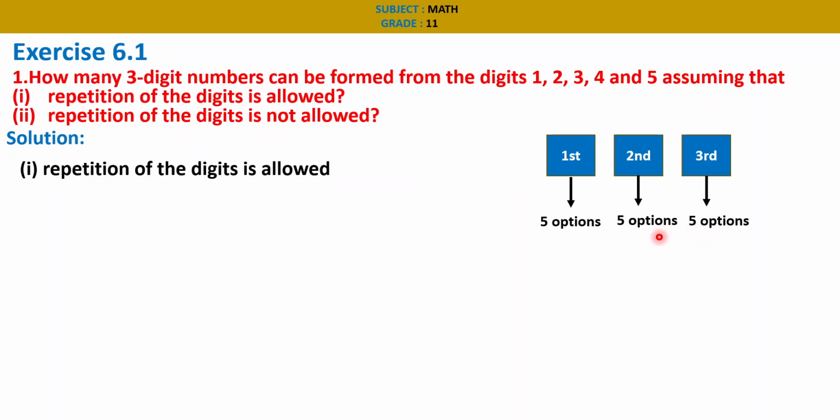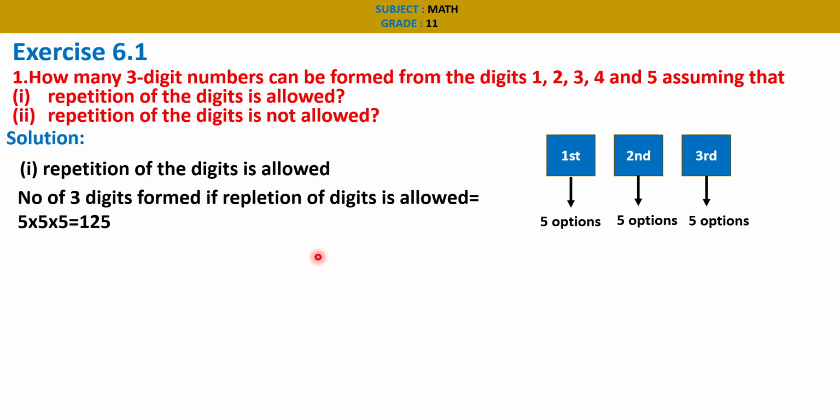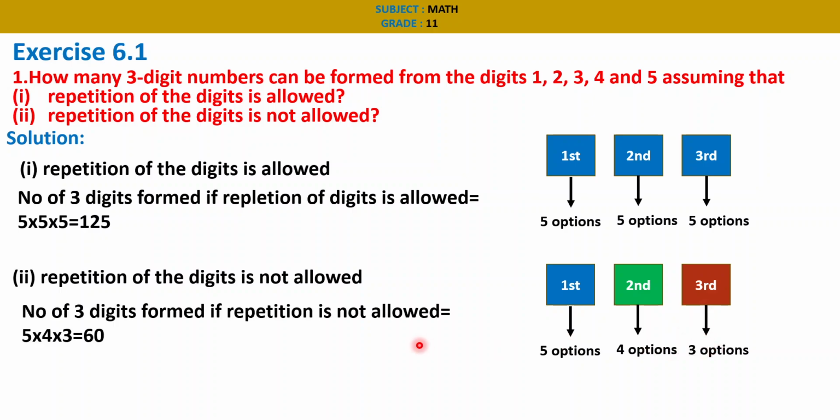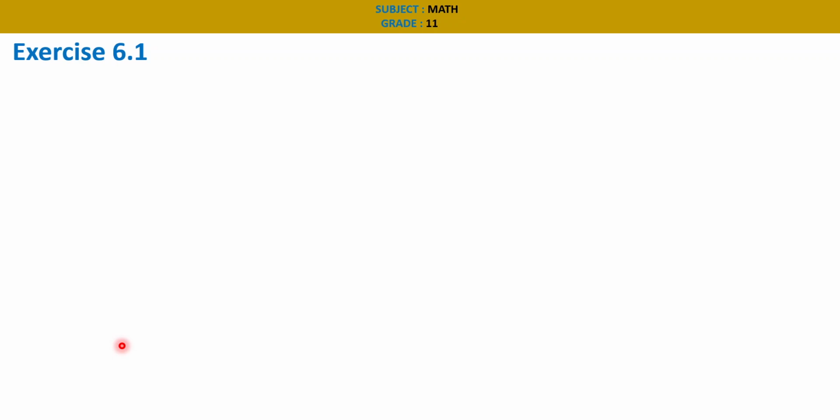Therefore, if this repetition is allowed, we can use 5 into 5 into 5. So number of 3 digits formed if repetition of the digits is allowed is 5 into 5 into 5. That is 125. Second one, if repetition of the digits is not allowed, then the first option we can have 5 options. Then second we can have 4 options. Third we can have only 3 options. Then number of 3 digits formed if repetition of digits is not allowed, then 5 into 4 into 3, that is 60 ways the 3 digits form. Oh, that is nice.